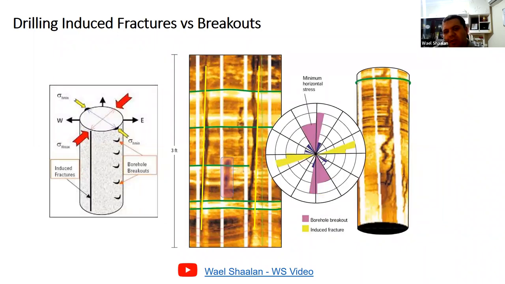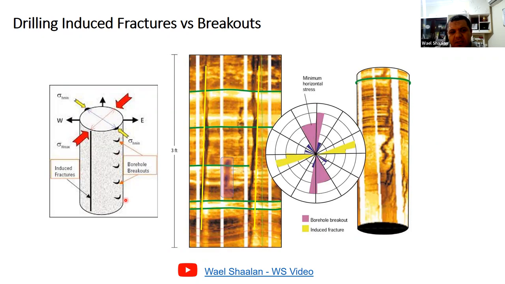So if we talk about induced fracture, we will quickly talk about breakout. The induced fracture happens because of tension along the direction of maximum horizontal stress. So it's like tension here, and the breakout appears on the opposite side by shear failure. This one is tensile failure, which we call cracking. We call it induced fracture. This is the direction of maximum horizontal stress, sigma max, and this is the direction of minimum horizontal stress, sigma min.